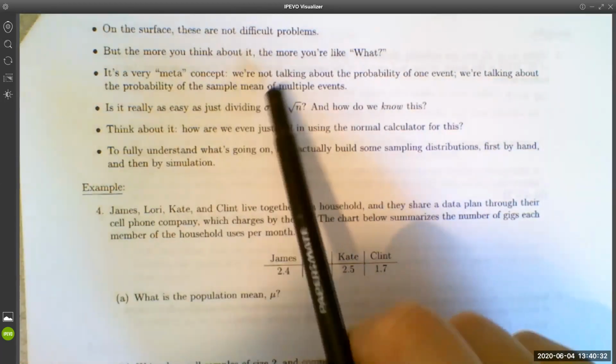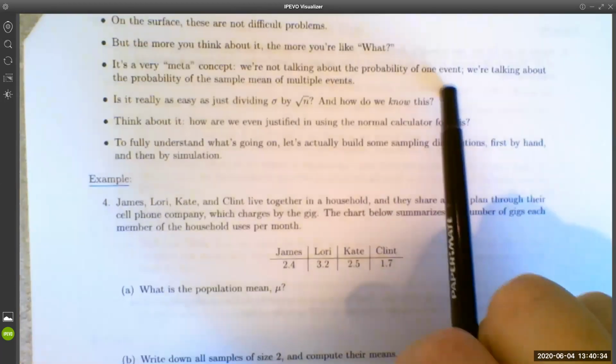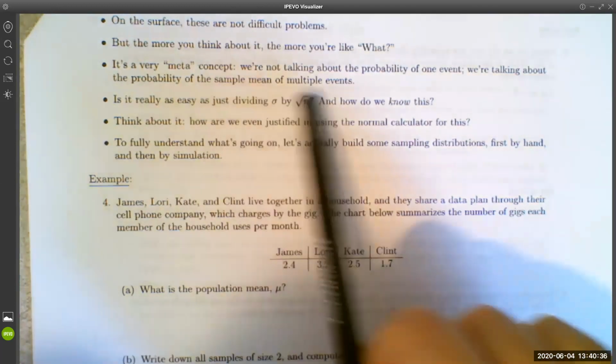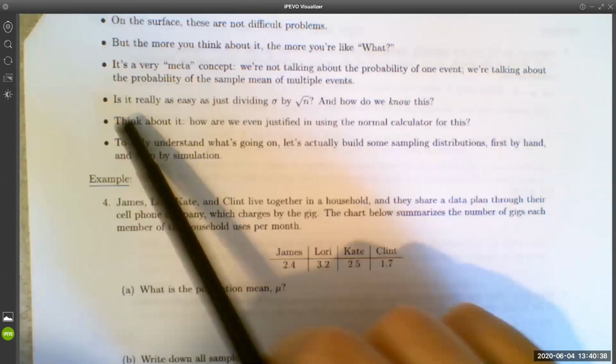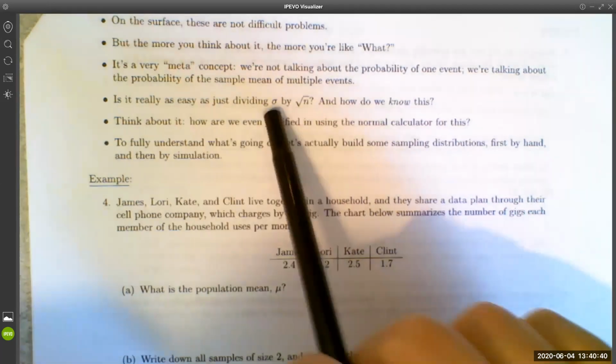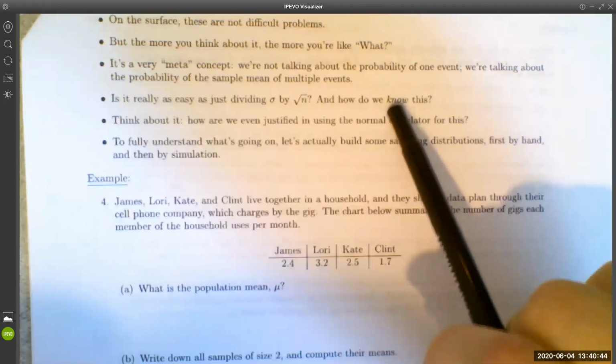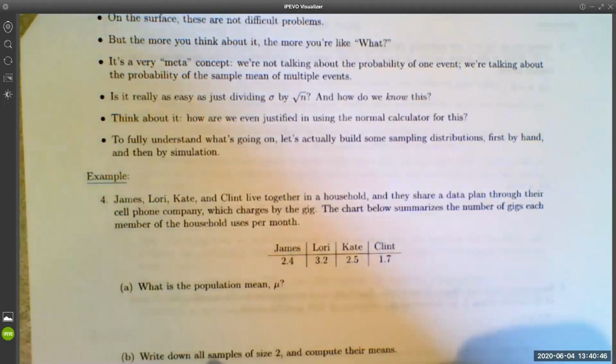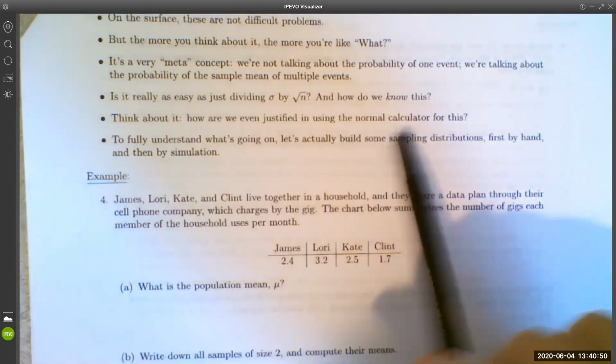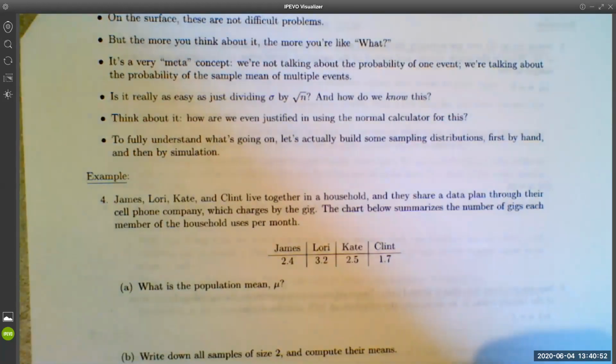We're not talking about the probability of one event. We're talking about the probability of the sample mean of multiple events. Is it really as easy as just dividing sigma by the square root of n? And how do we know this, right? How do we know that that's really as easy as it is? Like, are we even justified in using the normal calculator for this, right? Like, how do we understand this? How do we know that this is true?